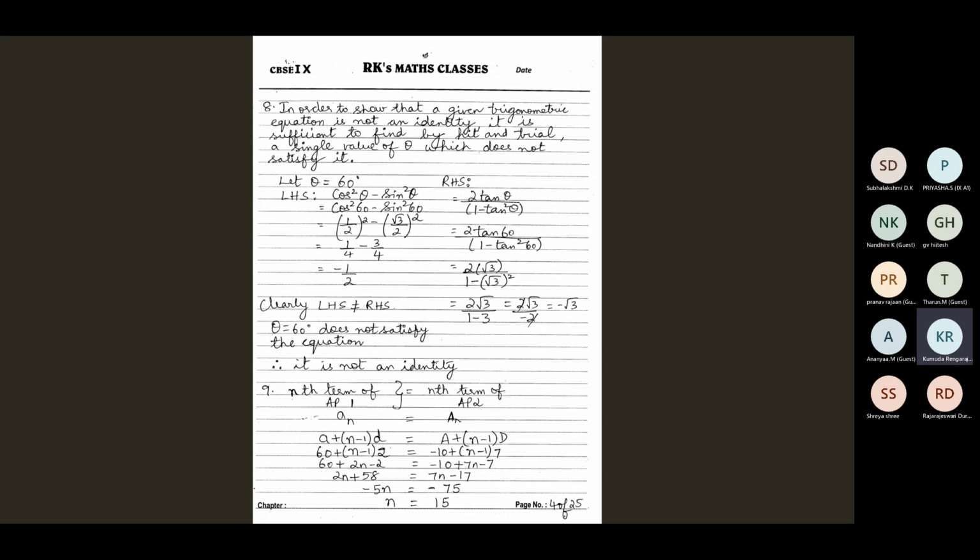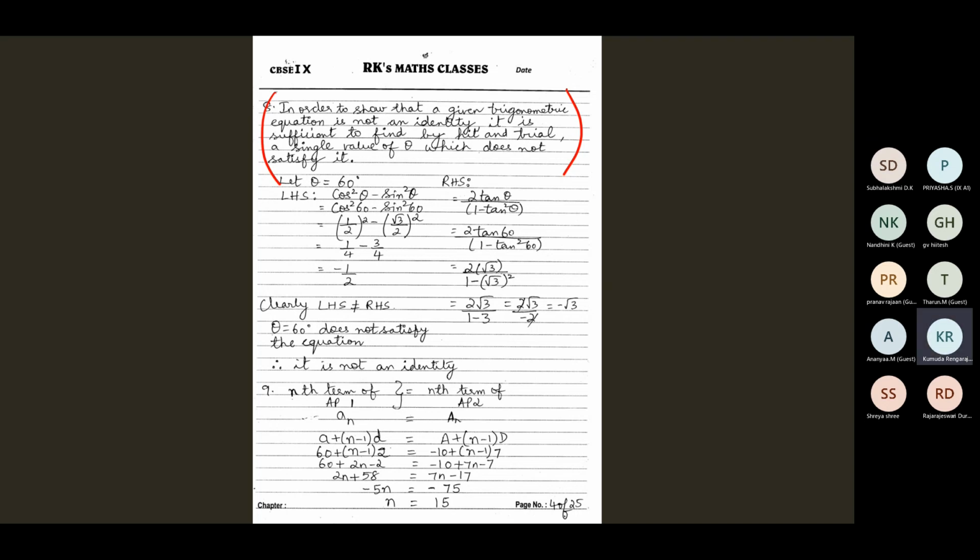And to answer question number 8, show that if it's an identity or not. You can see the note I've written. Please read this. How do you show that an equation is an identity or not? In order to show that a given trigonometric equation is not an identity, it is sufficient to find by hit and trial a single value of theta which does not satisfy it.